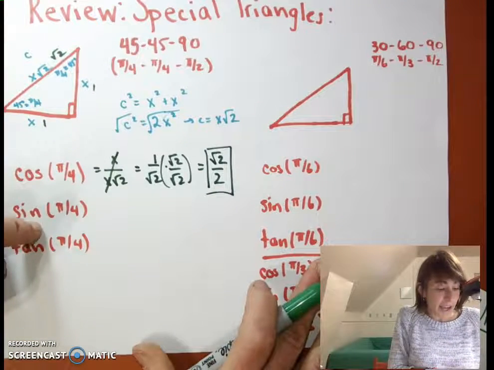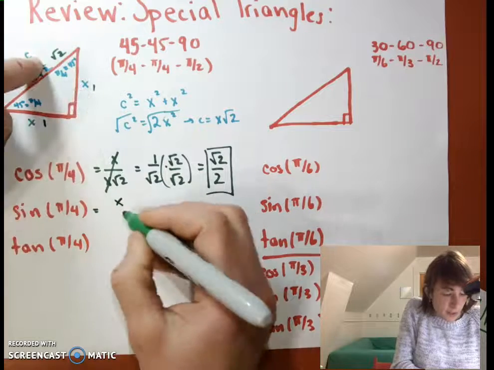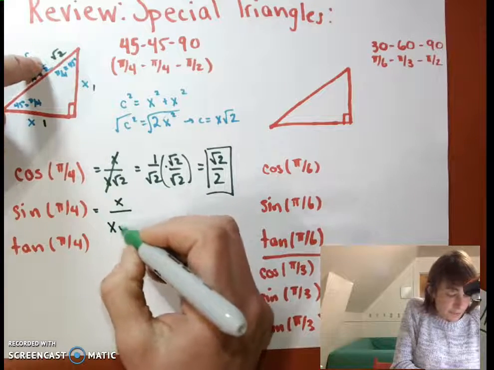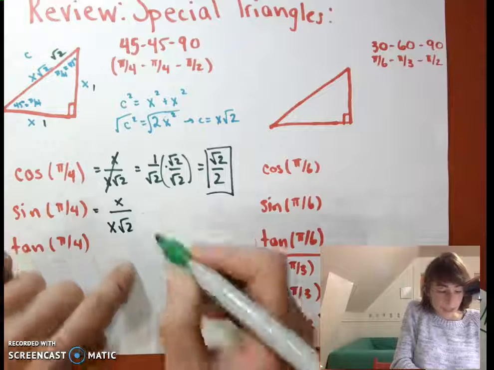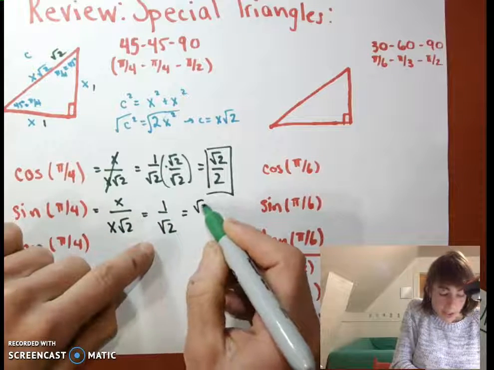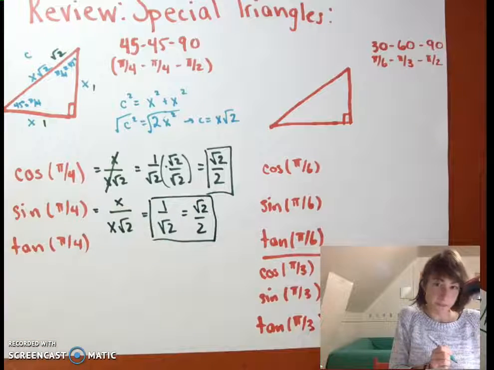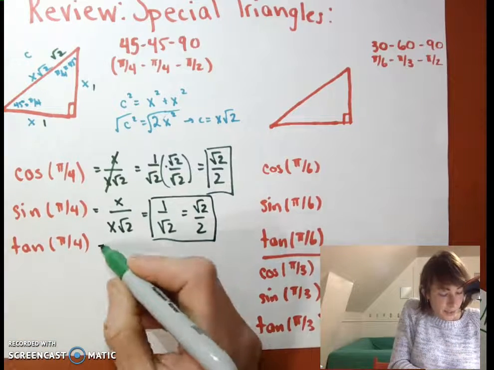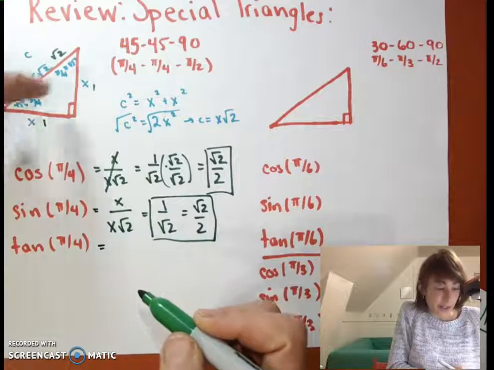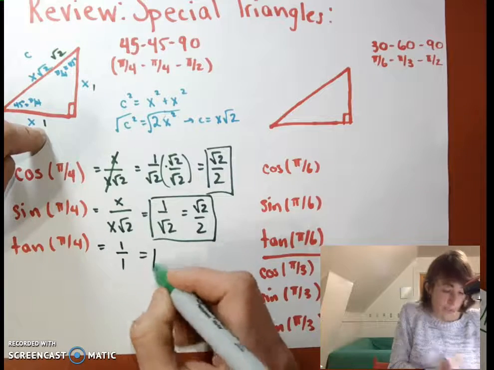The sine of pi over 4 is going to be the opposite side over the hypotenuse. And so I end up with the same thing. I end up with 1 over root 2, which we just showed is the same as root 2 over 2. So sine of pi over 4 is root 2 over 2. The tangent of pi over 4 is the opposite over the adjacent, so it's just 1 over 1, which equals 1.